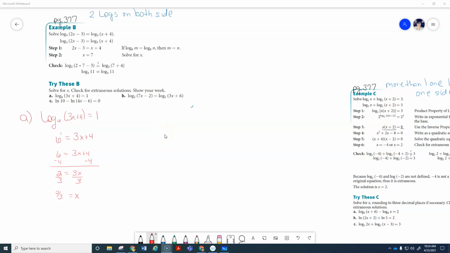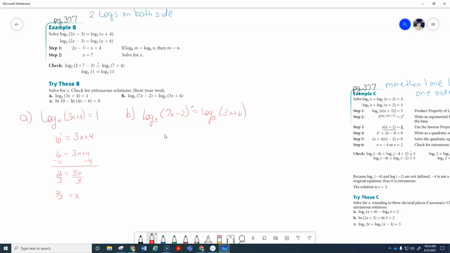So as we work with the equations where you have a log on both sides, like example B here, the logs do need to match. In other words, they need to have the same base. I don't really think that you're ever going to run into a problem where they don't match, but I did want to say that they should match.